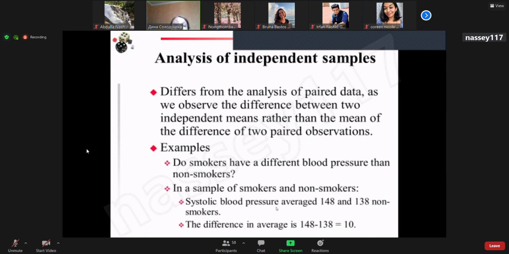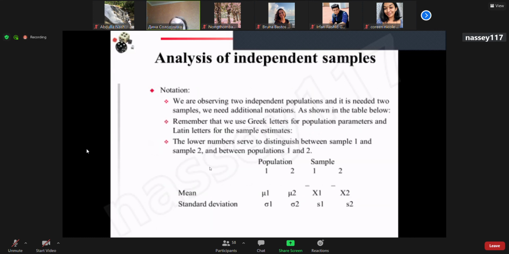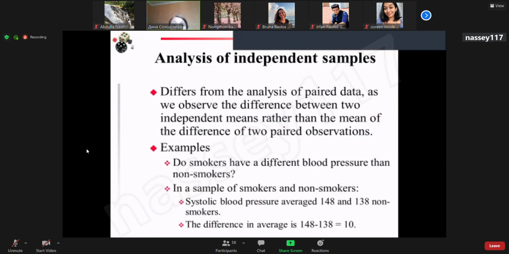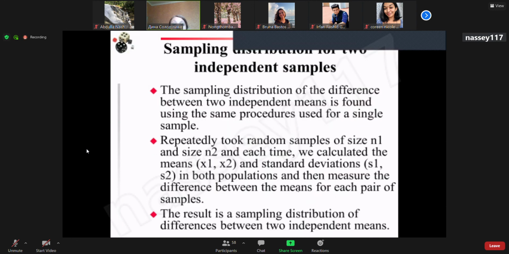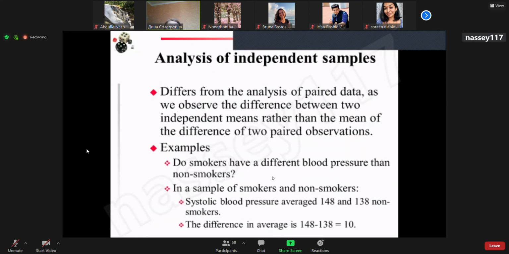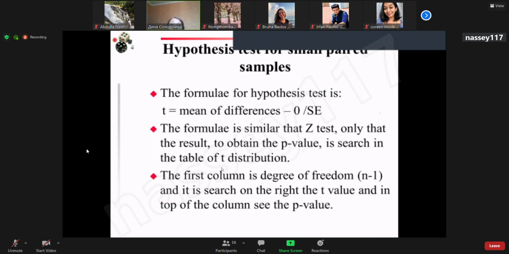So in a sample of smokers, systolic blood pressure was 138, while in non-smokers 148. So the difference, 148 minus 138, is equal to 10. Then we must calculate standard deviations for both of these groups, and then we find the parameter of t, because we used a t-test here.